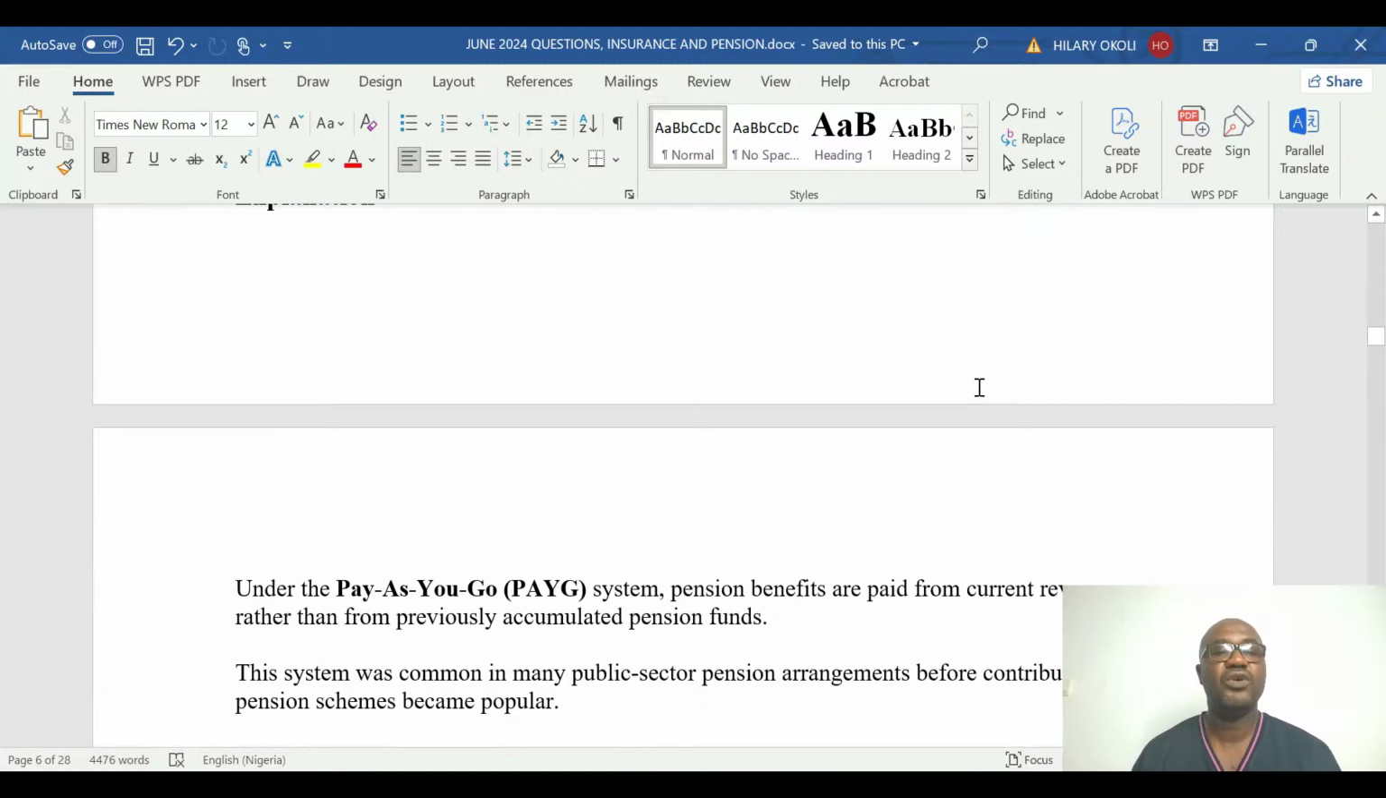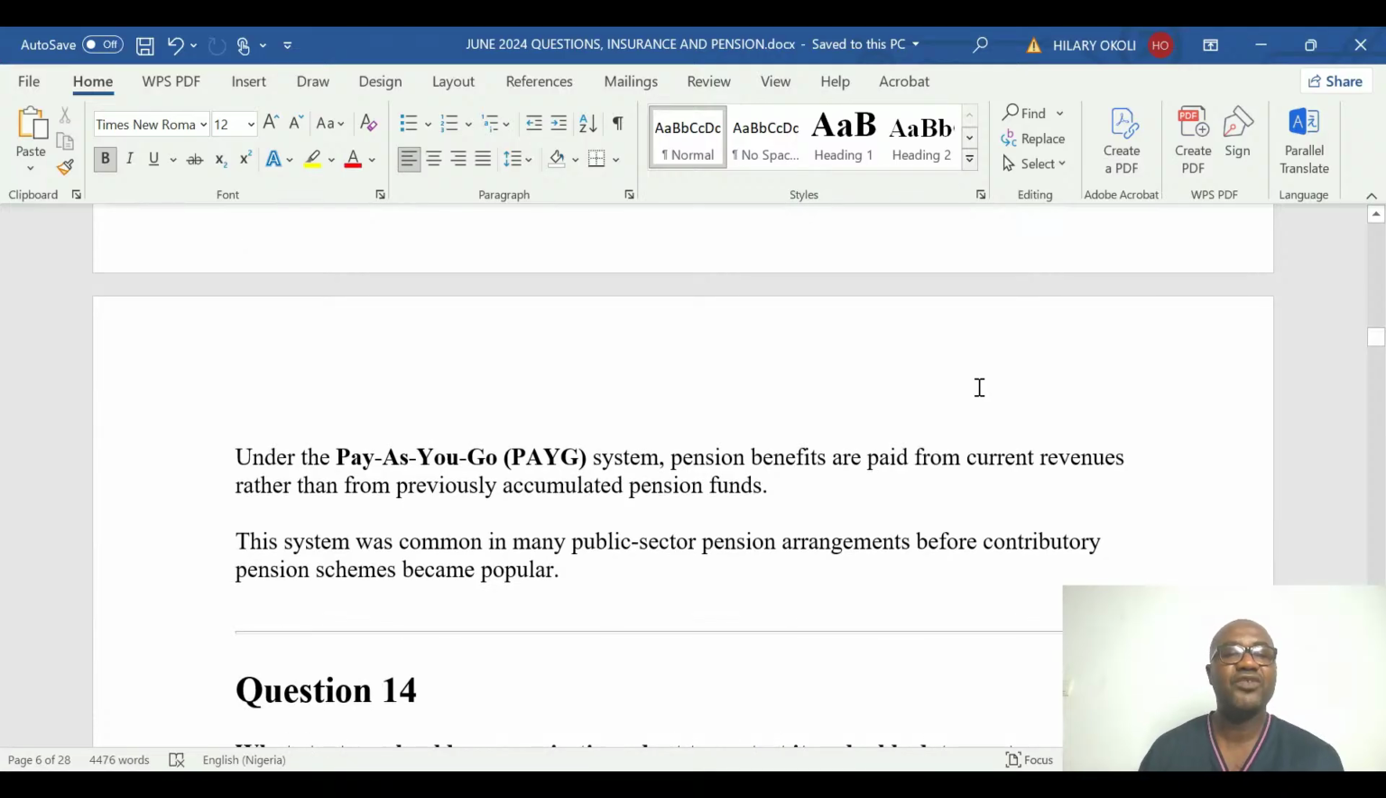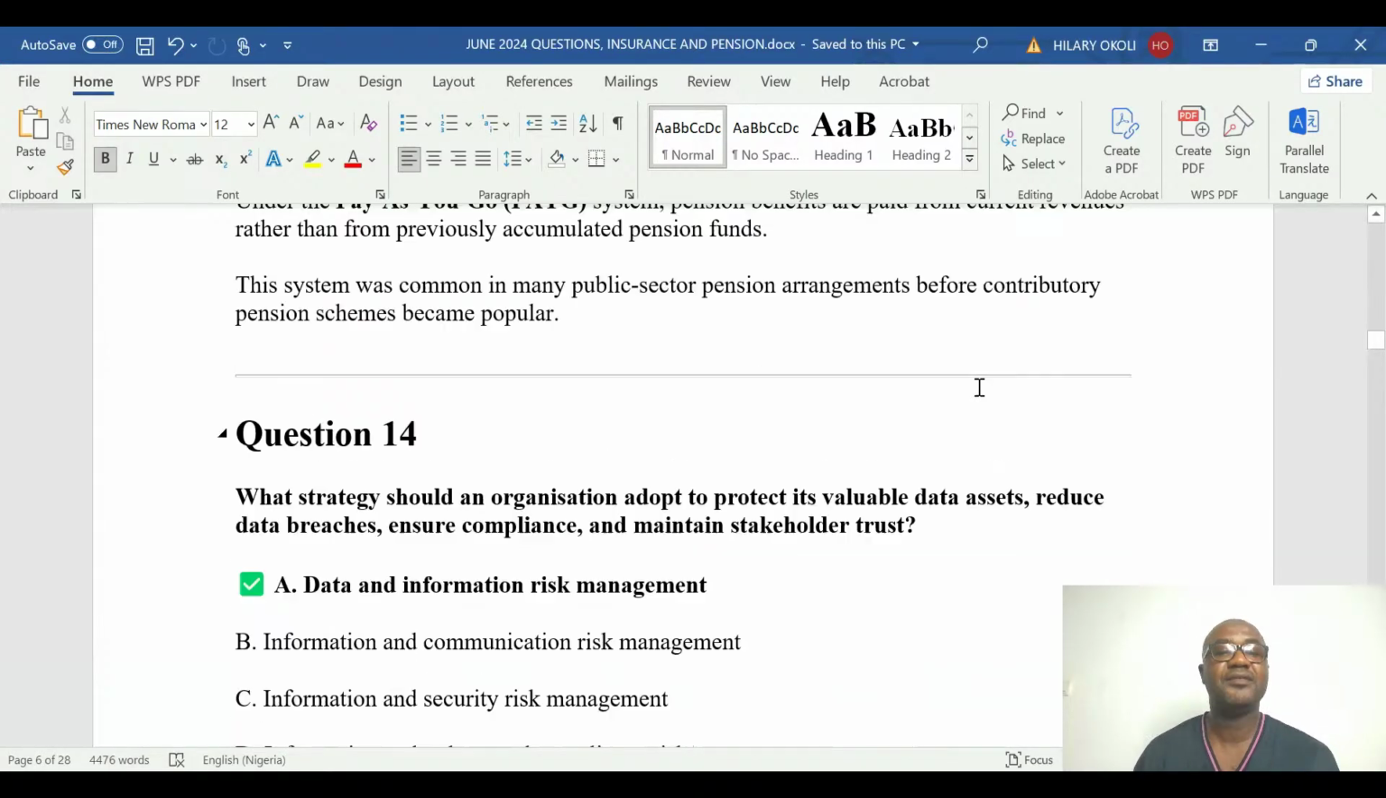To explain pay-as-you-go further, we are saying that in the system, the pension benefits are paid from current revenues rather than from a previously accumulated pension fund. The system was common in many public sector pension arrangements before the contributory pension scheme became popular. The one we are doing now is 18%, 10% employer and 8% employee. So before this contributory scheme became popular, pay-as-you-go was the way it was being funded.